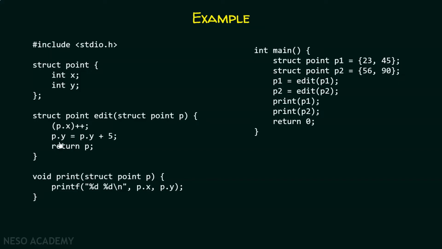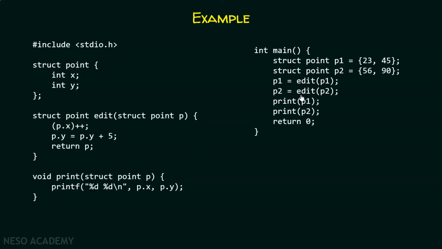Similarly, we are making changes in p.y as well. We are adding 5 to p.y, which means we are adding 5 to 45. It gives 50, and p.y in this case contains 50. After that we are returning p. And here you can see the return type is struct point. Obviously it should be struct point because the p variable is of type struct point. Here the p1 variable will receive the changes made by this p variable. So p1.x is also updated to 24 and p1.y is updated to 50.